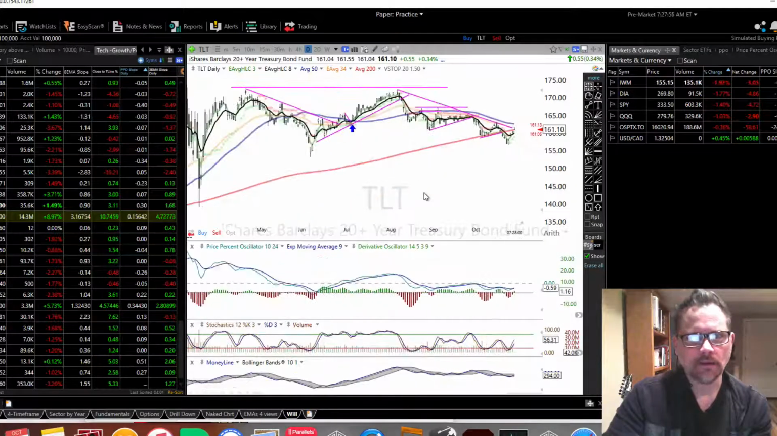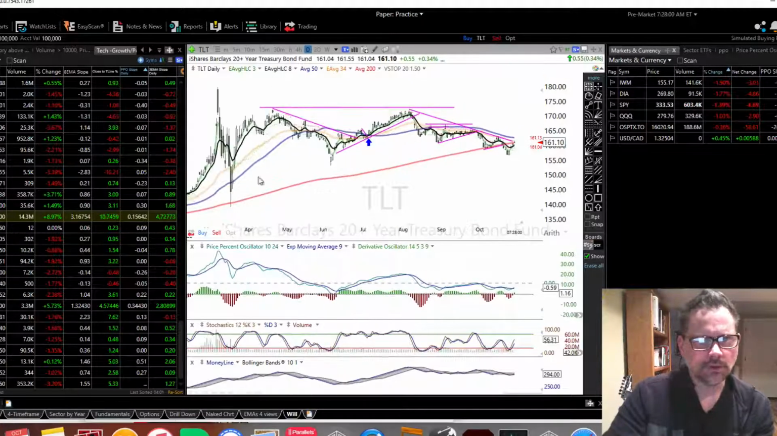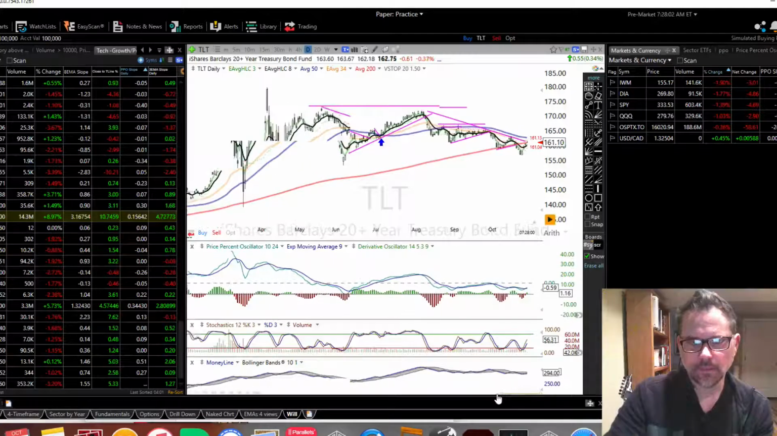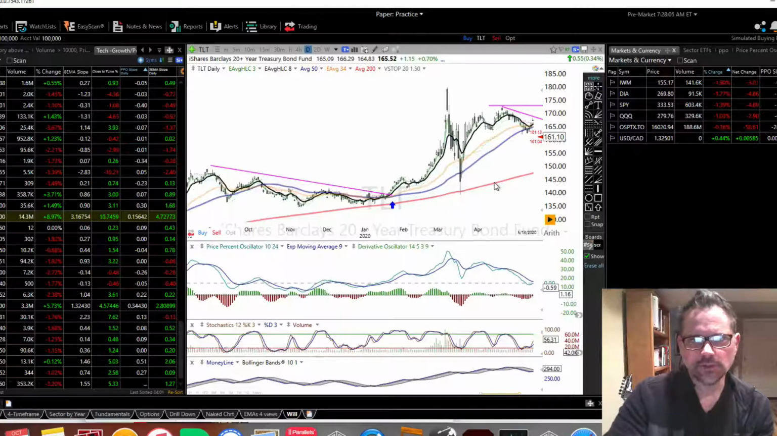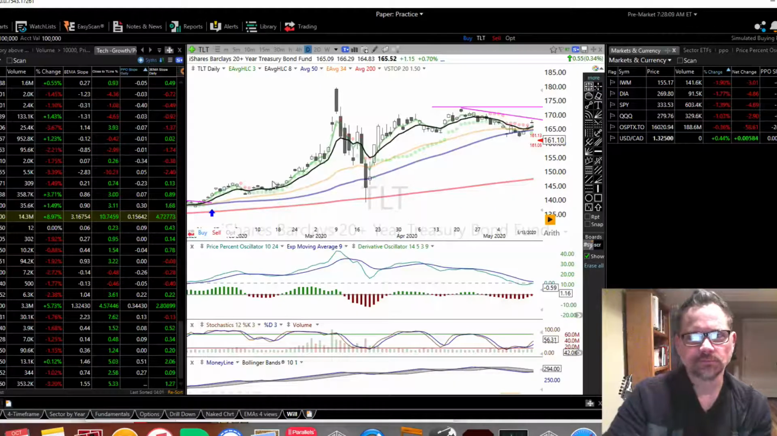If we pull back to March here, March, you can see everything sold off. So it's not necessarily a safe haven initially.